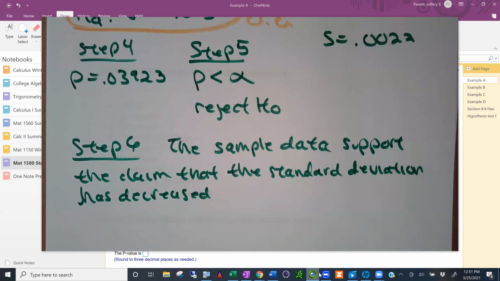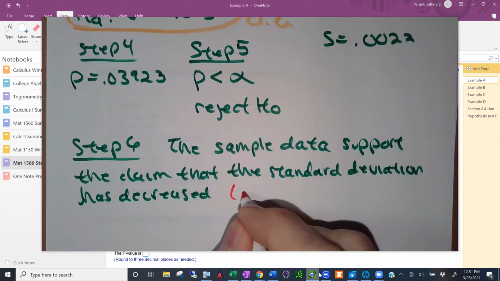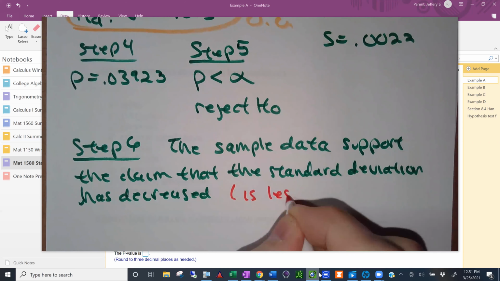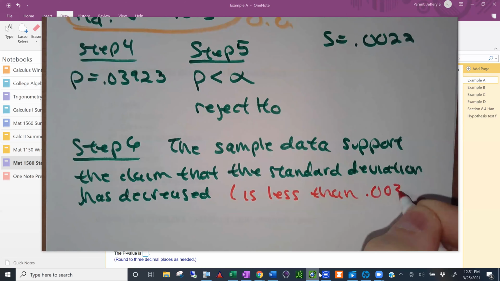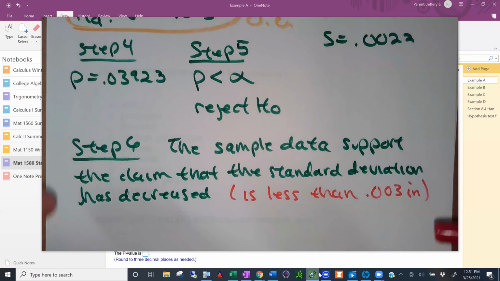You could also say is less than 0.003, or is less than 0.003 inches. And I don't mind this either. I kind of like it because it tells you what it's decreased from or what it's less than. But in one way or another, I need you to communicate your solution in words, not in symbols.